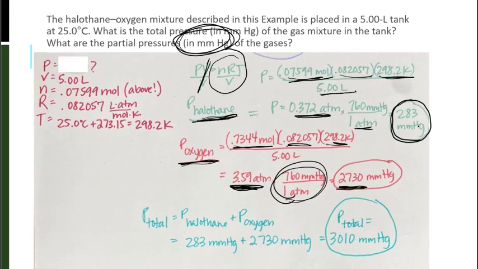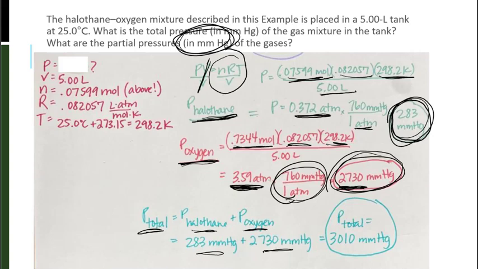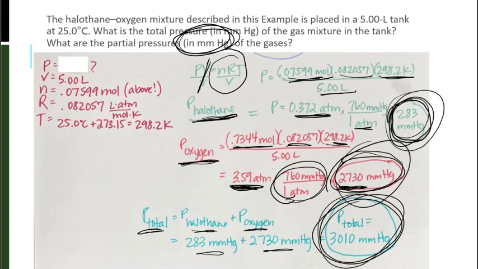2,730 millimeters of mercury. So I know the pressure exerted from the halothane, I know the pressure exerted from the oxygen. So to find the total pressure, I'm going to add together the pressure from the halothane and the pressure from the oxygen. Add those two numbers together to get the total pressure. So we found each individual partial pressure and the total pressure.